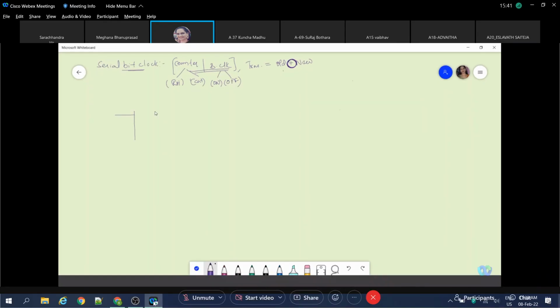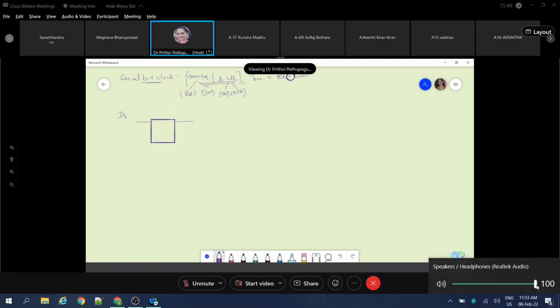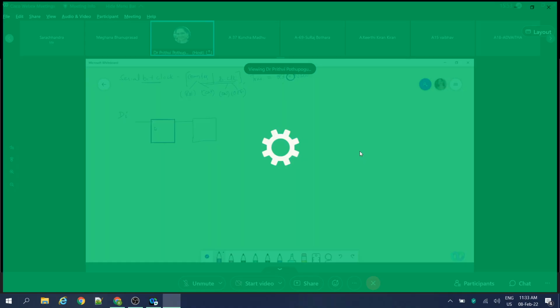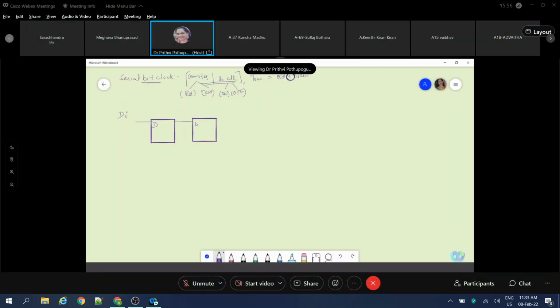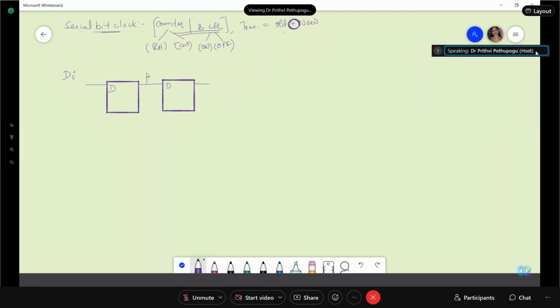Resistance itself, I'm trying to draw a circuit. Okay, so if this is your data, say D of I is the data input, through two D flip-flops we are trying to evaluate. Maybe this becomes old, sorry, and this becomes old.